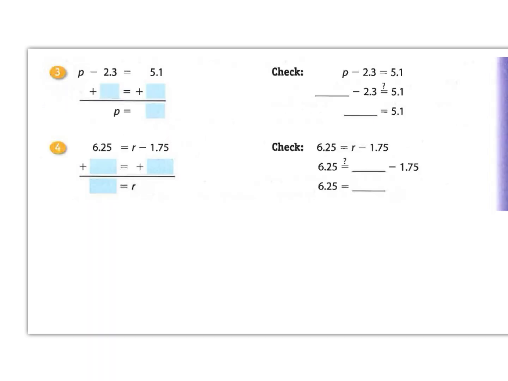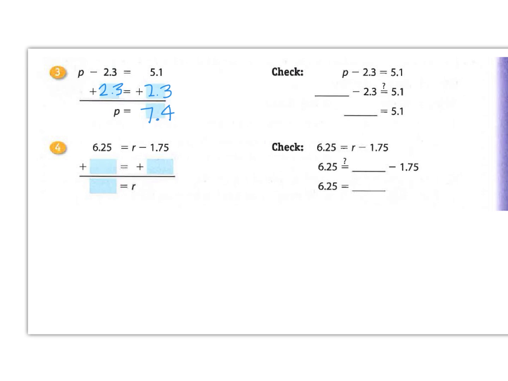All right, let's try this. Now we have p minus 2.3 equals 5.1. We need to get p all by itself. So the opposite, this is like minusing, this is subtracting. The opposite of subtracting is adding. So we're going to add 2.3 to both sides because now p is all by itself. And we're going to say p is, if we add these up, we get 7.4.